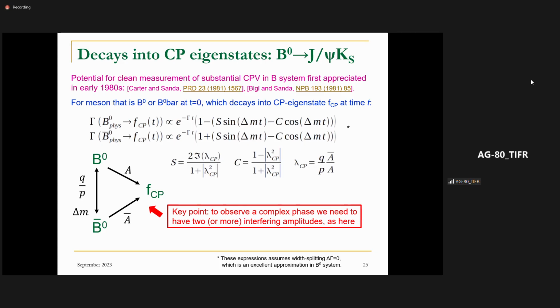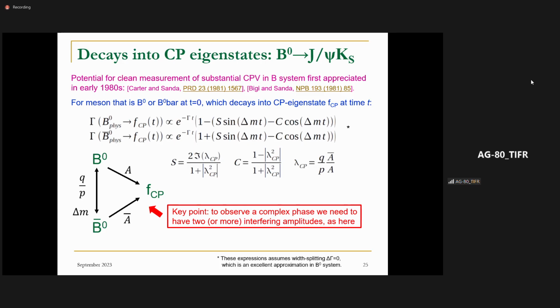So what we have is that, again, the B0 can decay directly into the CP eigenstate, or the B0 bar can decay directly into the CP eigenstate. That's why the CP eigenstate is of interest. Or you can have a mixing between them and then the decay into the CP eigenstate. So you have this variety of paths, and the interference between the variety of paths gives this structure here.